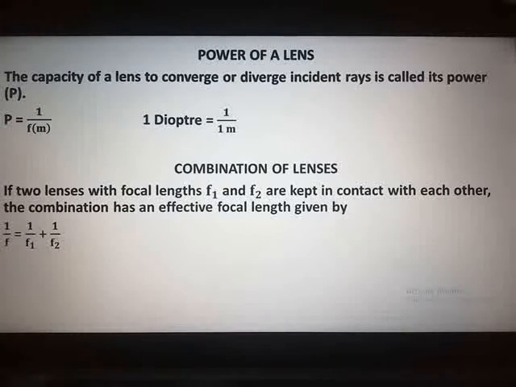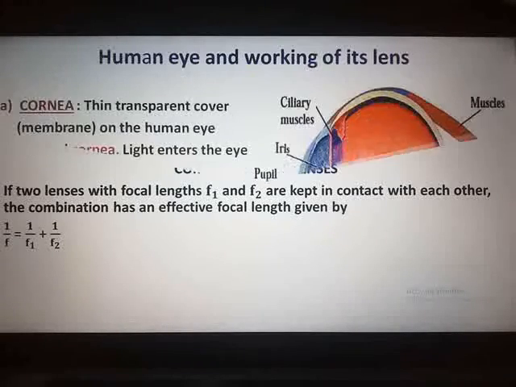Now we come to our interesting topic, that is the human eye. Last year in 9th standard, you studied about the parts of the human ear. The human ear was divided in 3 parts: inner ear, outer ear, middle ear. Similarly, now we are going to see each and every part of the human eye. So let us see with the help of a diagram.